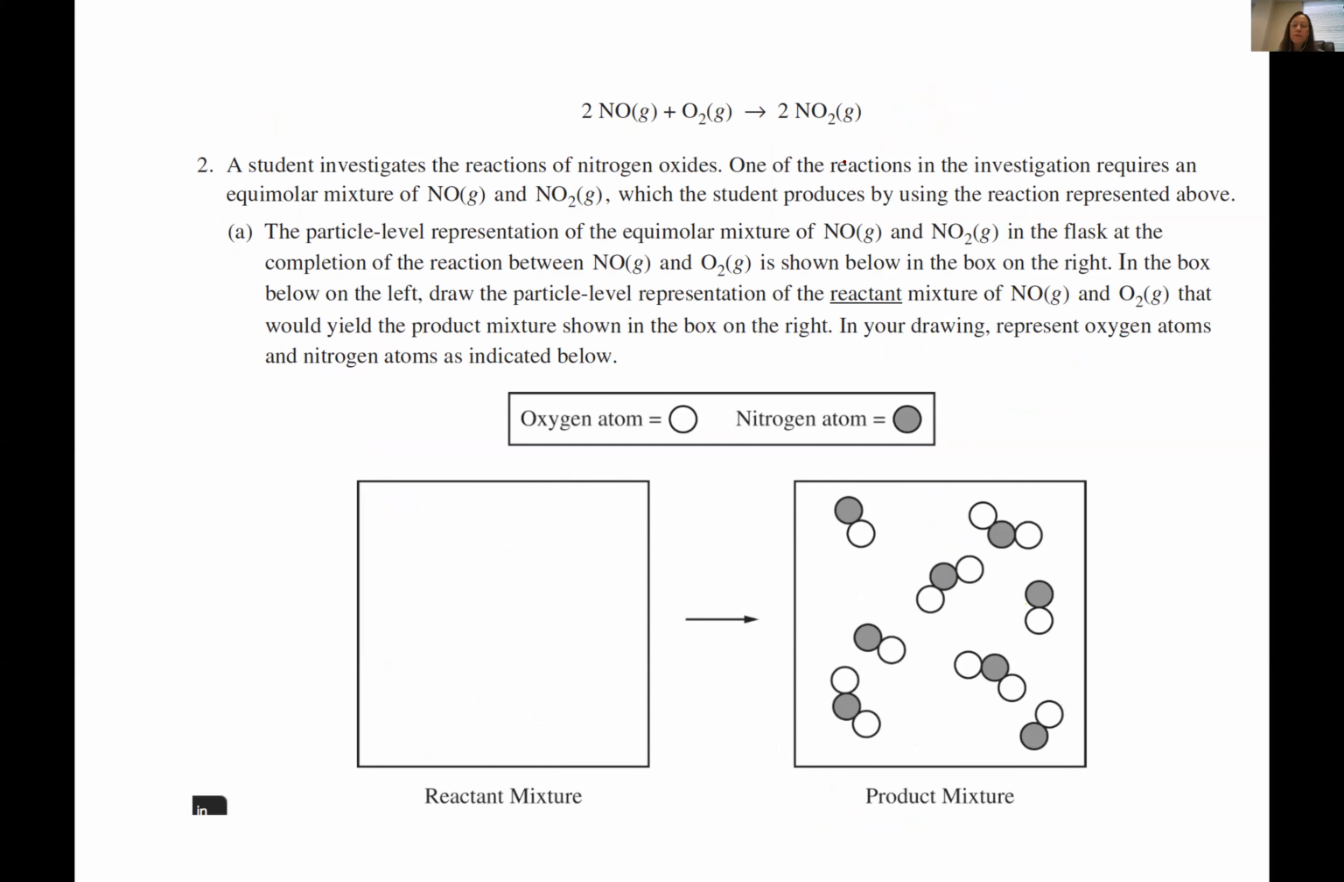And it looks like they've got to go backwards on this one because they're told what the product is. Yeah, that is a product mixture. So a little bit more challenging, but the same principles at work.